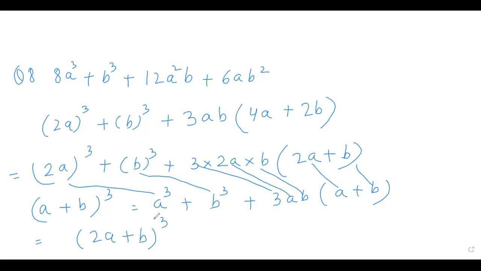Ma'am, can't we use a plus b whole cube directly? But you have to show the steps. What steps I have shown, that you have to show. You cannot write directly. Just change it, like we need to change 8a cube into 2a whole cube to see that it is resembling the identity a plus b whole cube. So I just change everything in that format. You need to do that step. You cannot write directly 2a plus b whole cube. You have to show these two steps and just compare it with the standard identity.